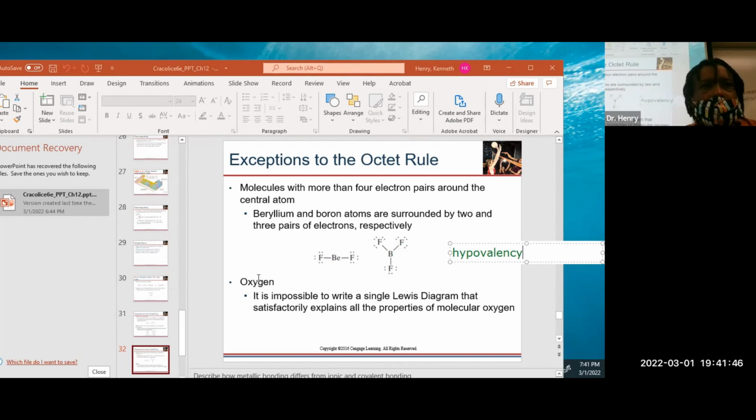Okay. You guys are struggling today. Is it a Monday? Well, oxygen, no, the center atom would have hypervalency, right? No. Oxygen wouldn't. The center atom, oxygen can't.